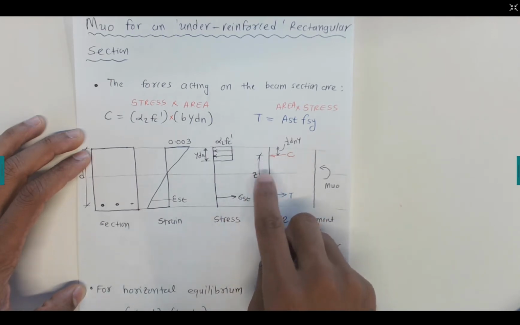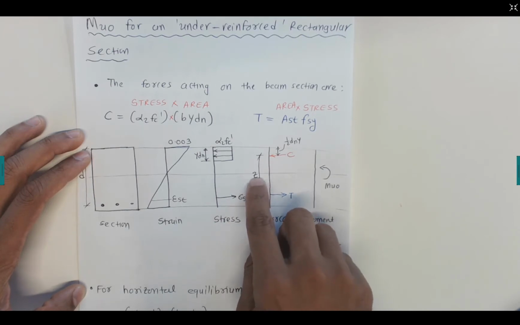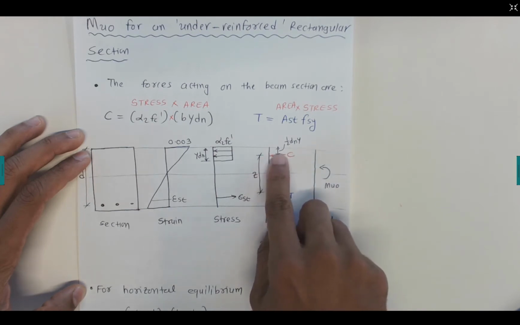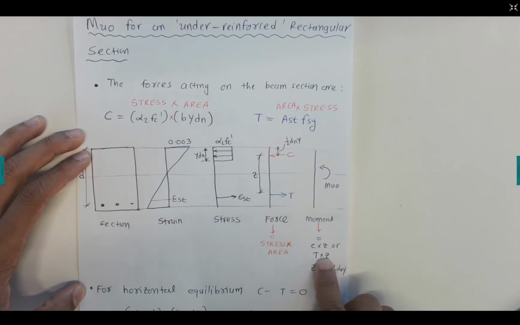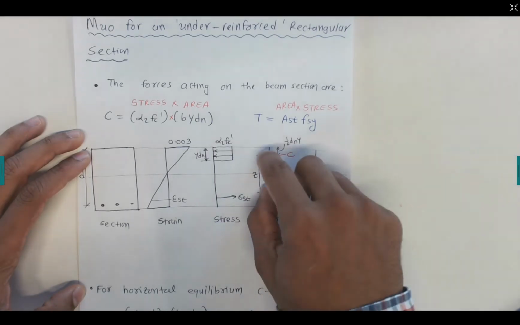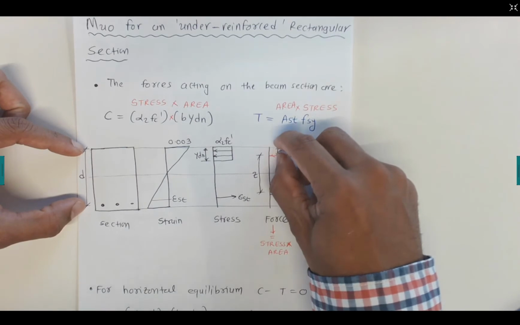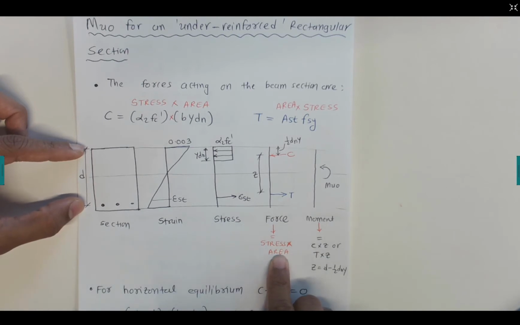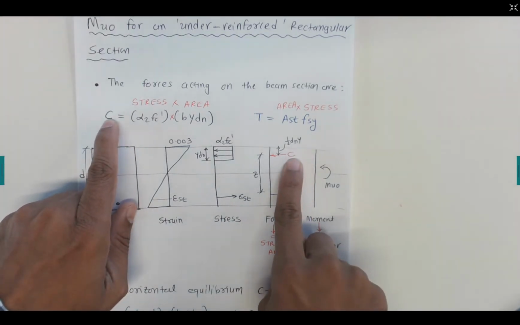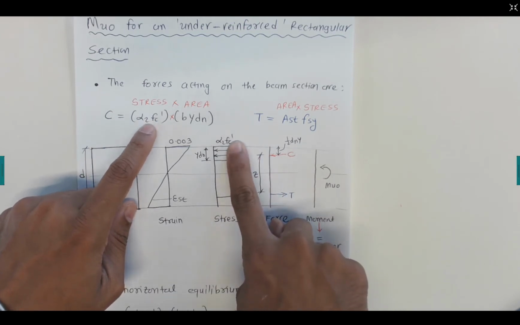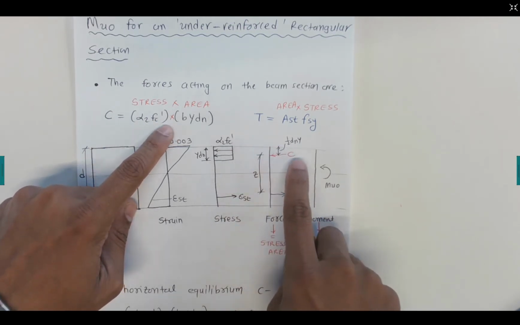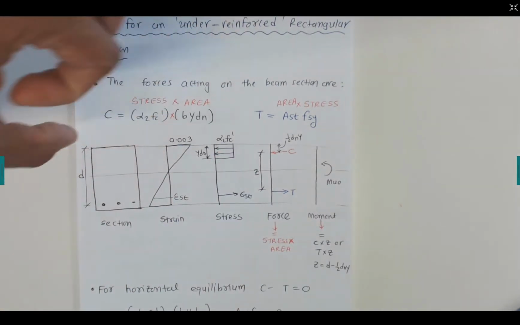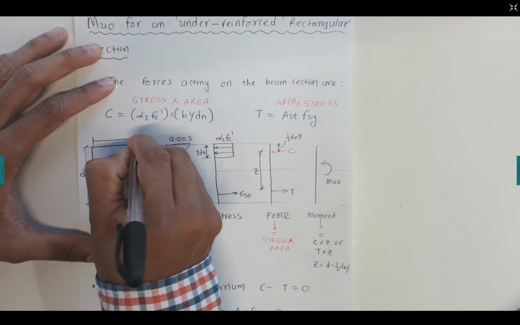The distance between these two forces is known as the lever arm, and that is denoted by z. If you would like to calculate the moment, it is the couple, force times perpendicular distance, and the lever arm z can be calculated by d minus this value, half dn gamma. If you would like to calculate the force, it's generally stress times area. So for the compression force, the stress is alpha 2 f'c, that is the stress in the concrete, times the area, which is the gamma dn depth, times this width b.